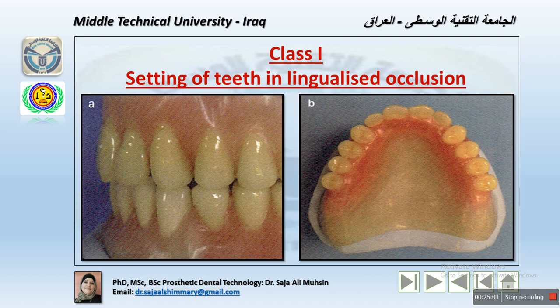The image on the left side shows that the canine has been substituted by the premolars to increase the size of the occlusal table. Now, it is also possible to substitute molars for premolars, as in the image on the right side. This has the effect of increasing the occlusal table. And this happens only with the lingualized occlusion setting of teeth.